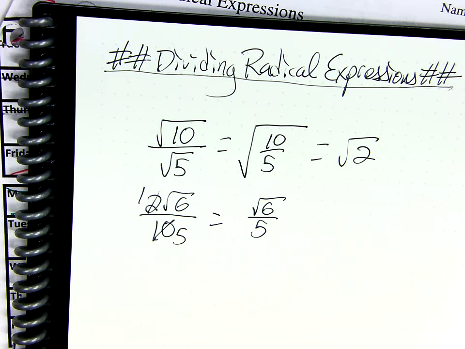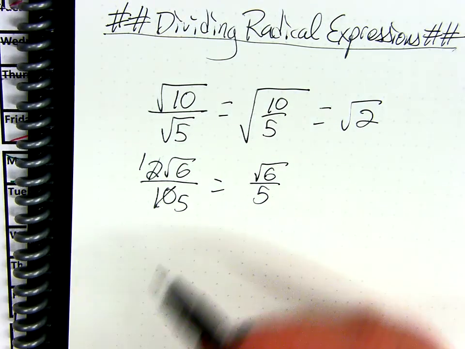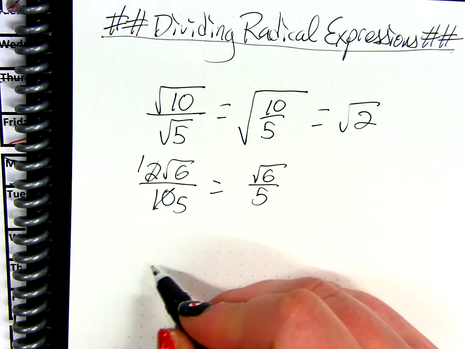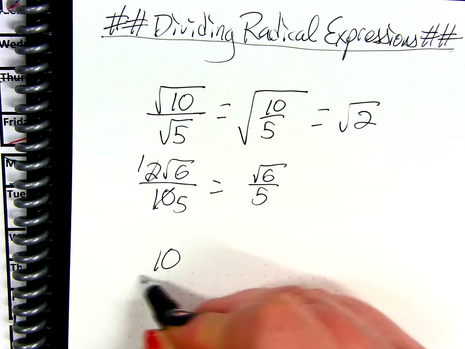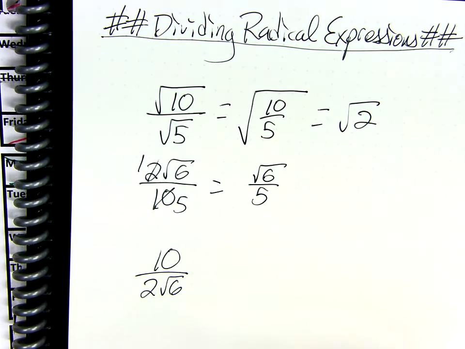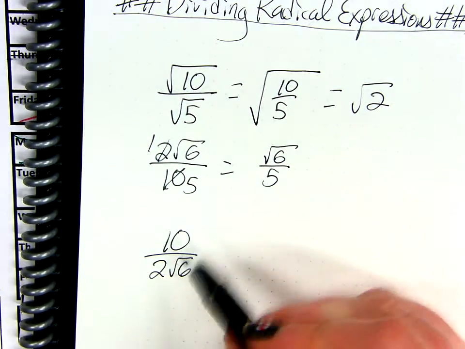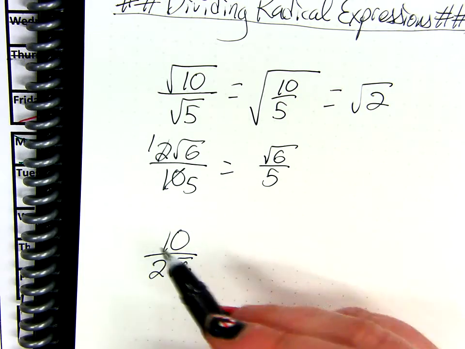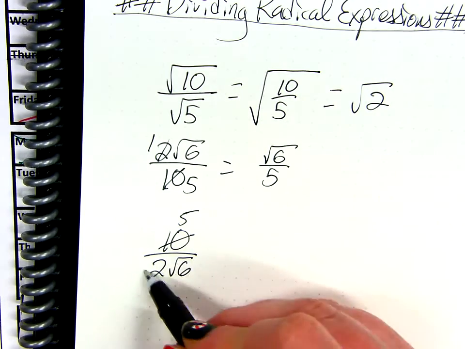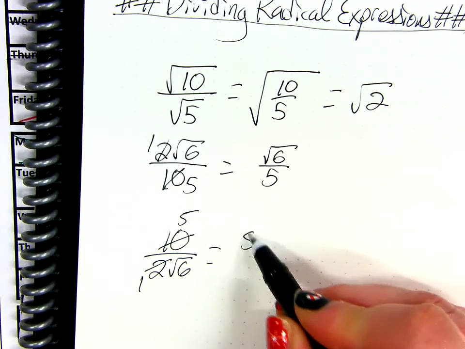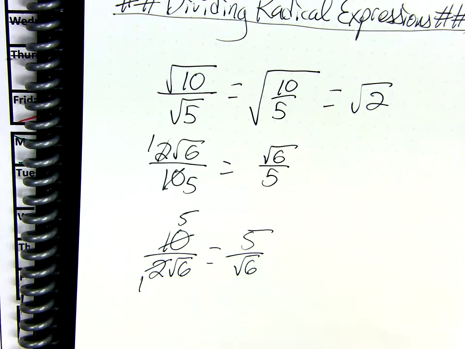How would you do that if there's a radical in the denominator? Okay, let's do it. So if I had this same fraction, but let's just flip it over. Let's say I had 10 over 2 root 6. I can still reduce the 10 and the 2, that's fine. So that's a 5, that's now a 1. So now I have 5 over root 6. And I'm telling you, you're not allowed to leave a square root in the denominator anymore.